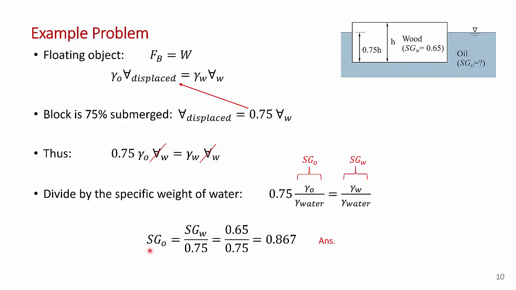So the specific gravity of the oil is just the specific gravity of the wood divided by 0.75, the fraction that's submerged, and we get the specific gravity of the oil equal to 0.867, which is the answer.